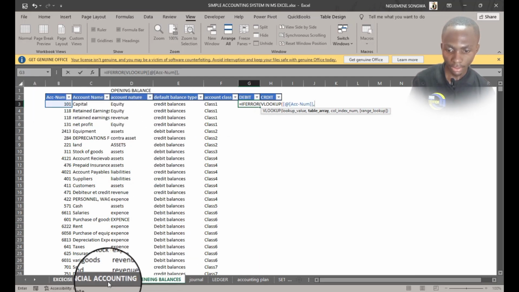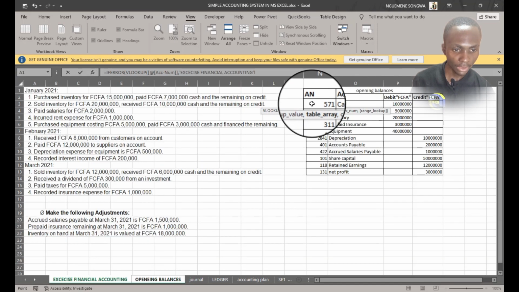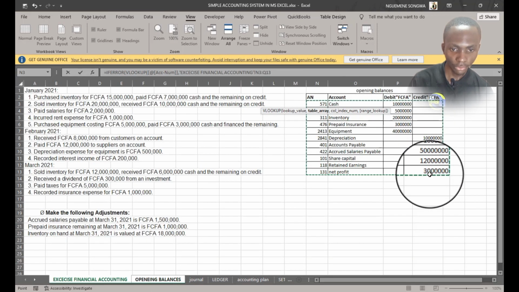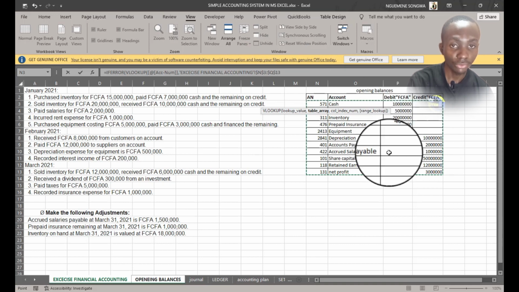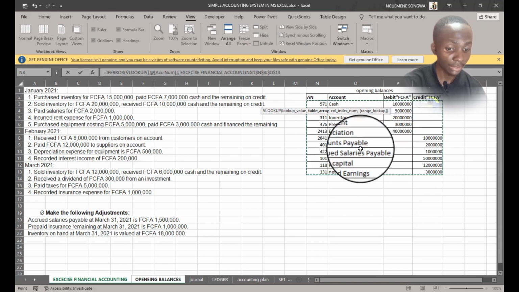In which table array? This is the table array where I am looking for the account number. I'm looking for it in this table. I'm just going to make it fixed. I'm going to put dollar signs in front and behind of the cell reference so that it should not be moving, because this table is just as it is.